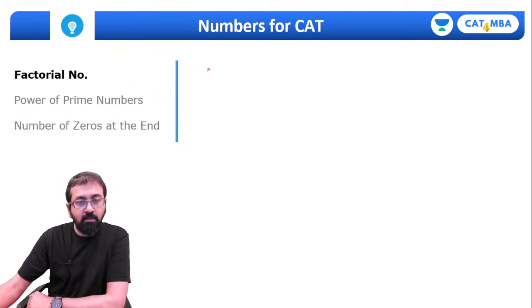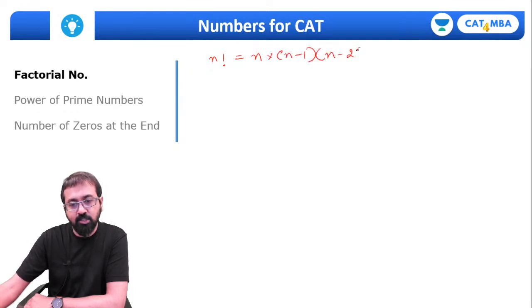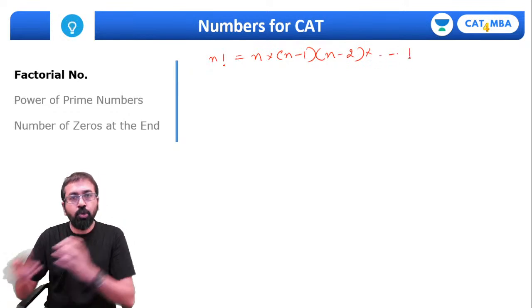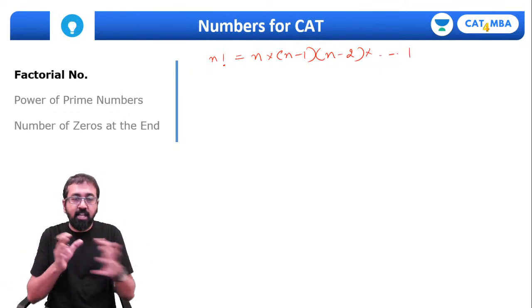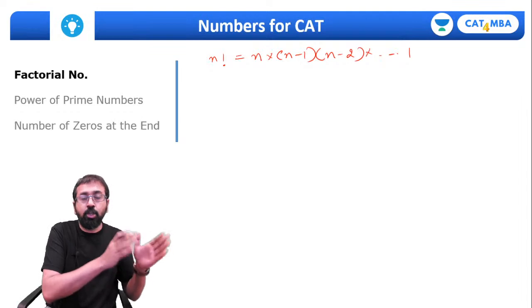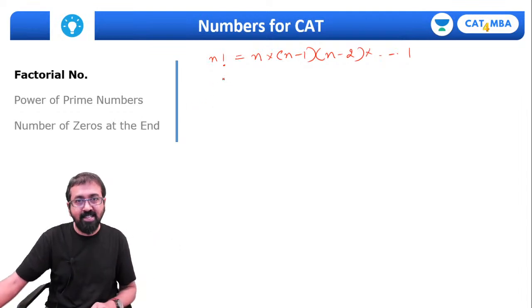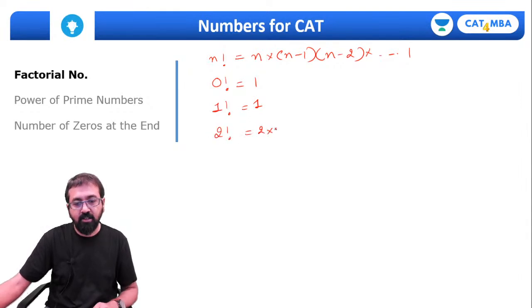Fine. So factorial number, you must have seen this earlier. In case you're not aware, n factorial is nothing but n into n minus 1 into n minus 2 and so on and so forth up to 1. So you need to reduce the number one by one and multiply all those numbers till you reach 1. Okay. So let's take examples. But before that, quickly remember that 0 factorial is 1. And 1 factorial is also 1. Then 2 factorial is 2 into 1.